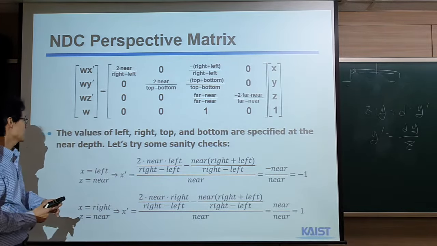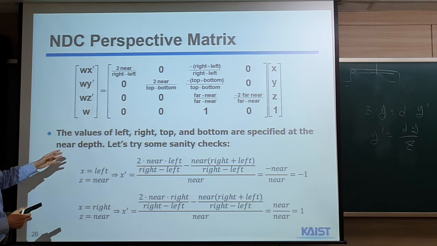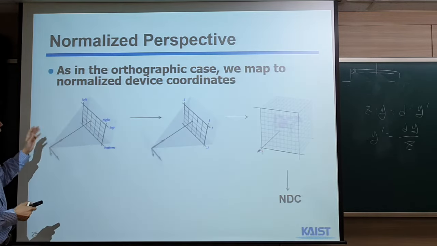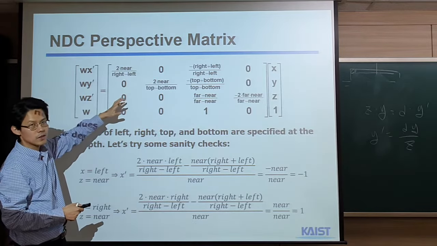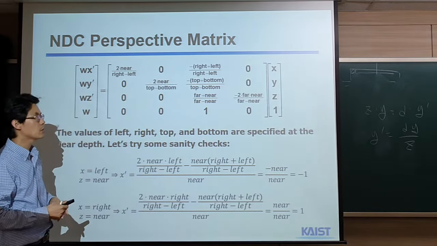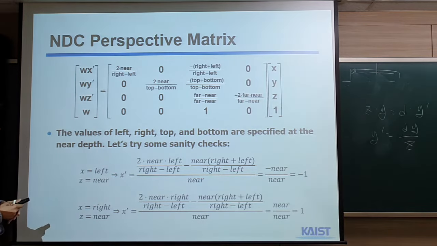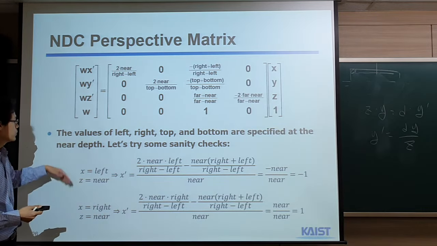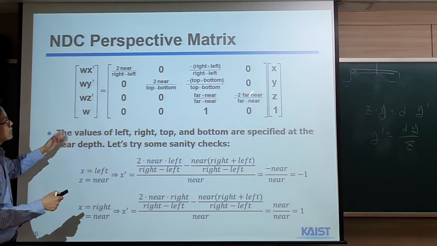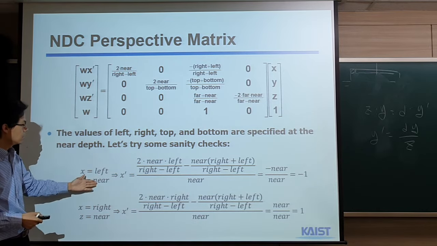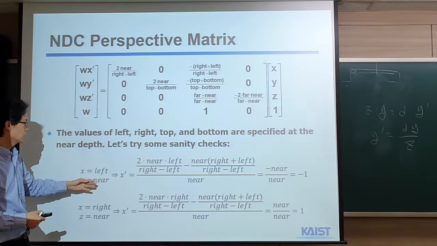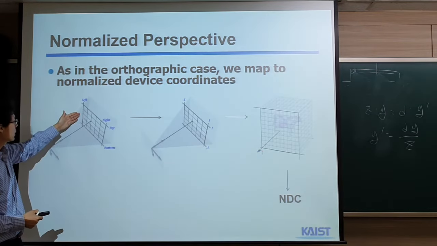Following every step to derive the actual matrix is a little bit complicated, and it's not really important in this class. So before the perspective projection, if you have a coordinate like this, x and g, at left and near, then what kind of value should you have? The point is located at the left and near, right?